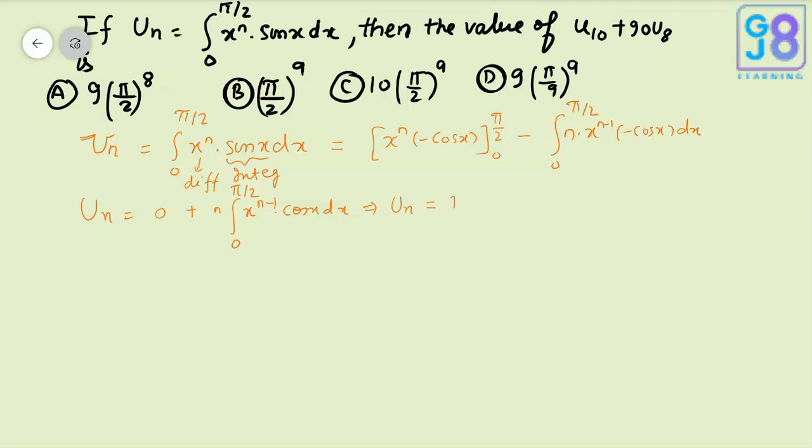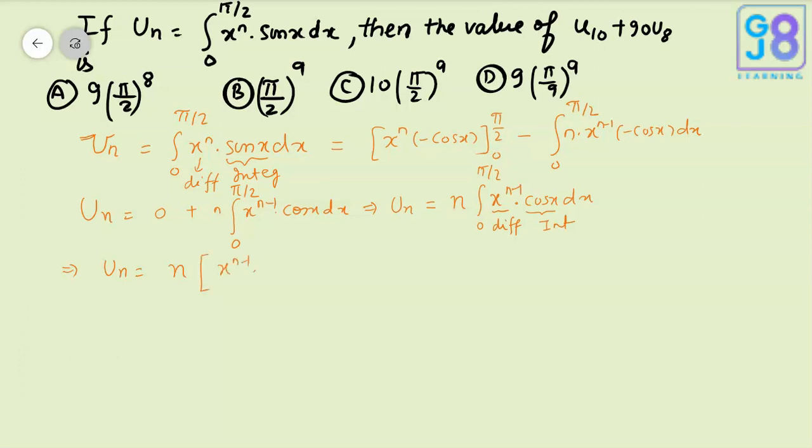So again we'll integrate 0 to pi by 2 of x to the power of n minus 1 cos x dx using integration by parts. So we have u_n equal to n times integral 0 to pi by 2 of x to the power of n minus 1 times cos x dx. Next we'll choose cos x as the function to be integrated and x to the power of n minus 1 as the function to be differentiated. So in this problem again I'm using integration by parts.